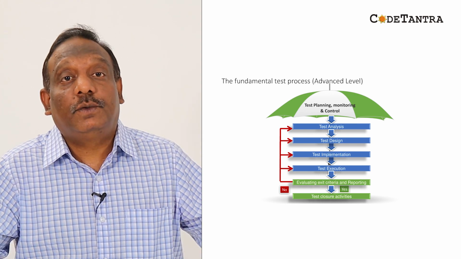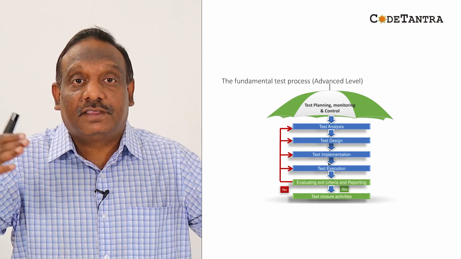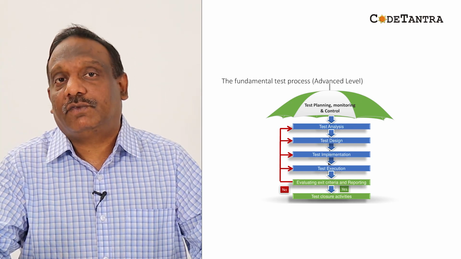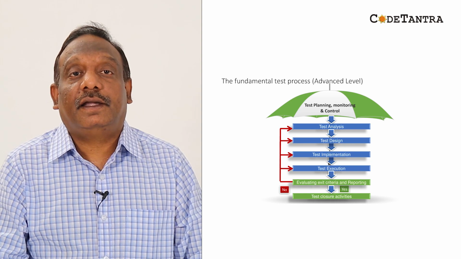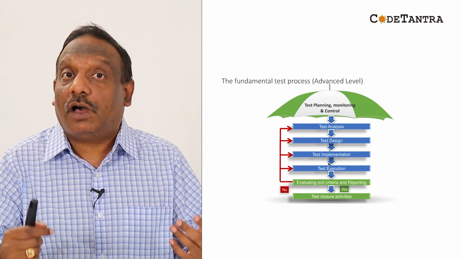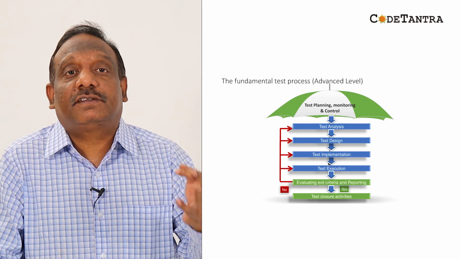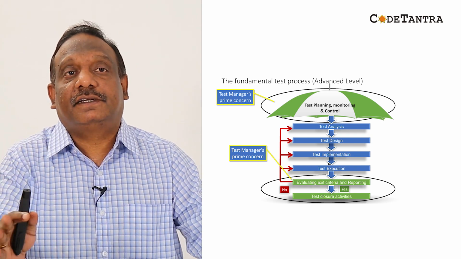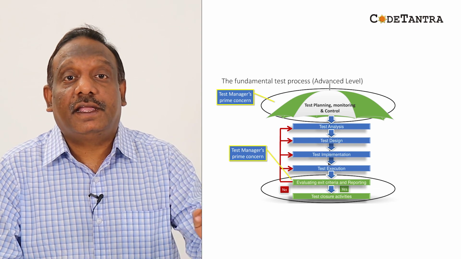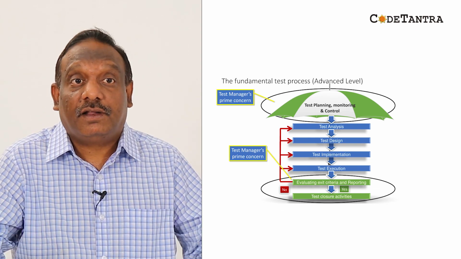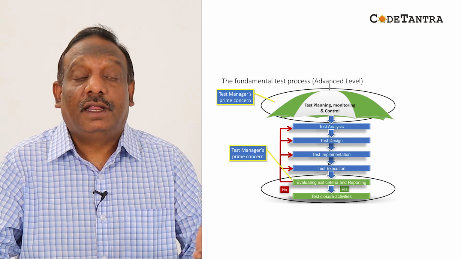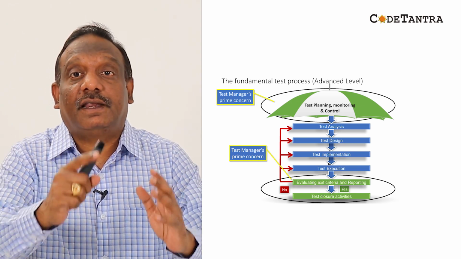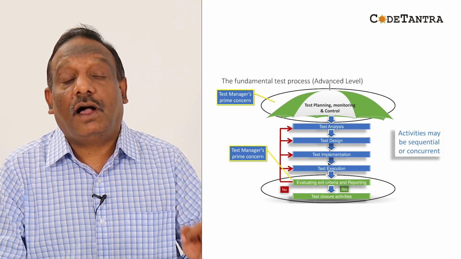If not, we will go back and do further test analysis, further test design, further test implementation and test execution. That is how we talked. And again, though we are projecting them to be sequential, they can be sequential or concurrent. So from an advanced test manager syllabus point of view, which of these tasks are more critical? Test planning and monitoring and control is a very important concern for a test manager, and also evaluating exit criteria and reporting and test closure activities are very important concerns for a test manager. So we will spend more time understanding them at a greater level of detail in this syllabus. And again, as I mentioned earlier, activities may be sequential or concurrent.